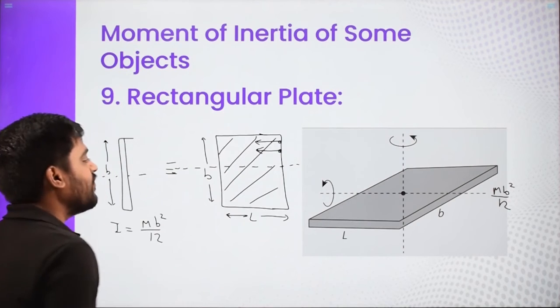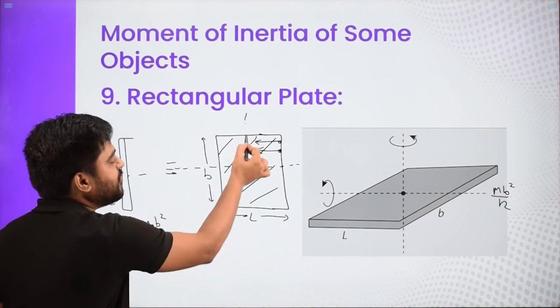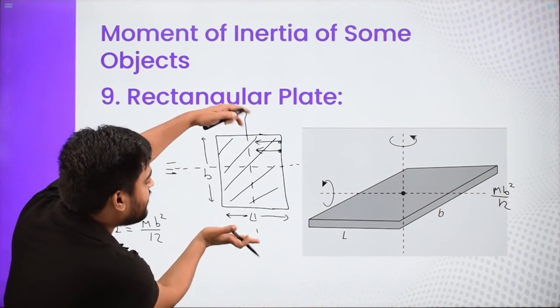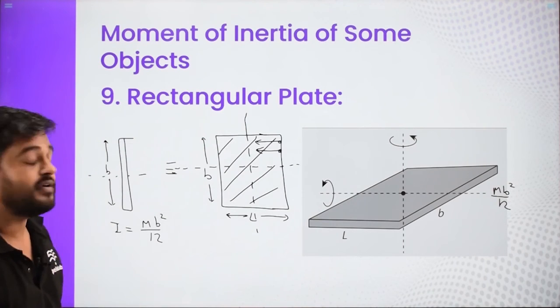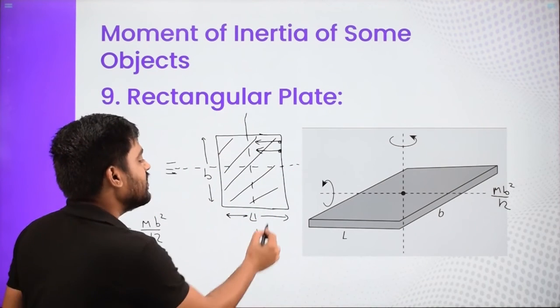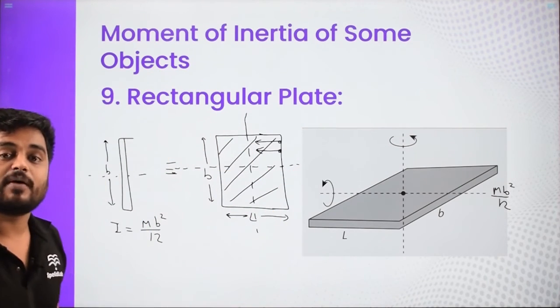Let us discuss what happens if I have to find the moment of inertia about this axis. In that case, you can compress your rectangular lamina or rectangular plate like that. So now the mass does not change about the axis.